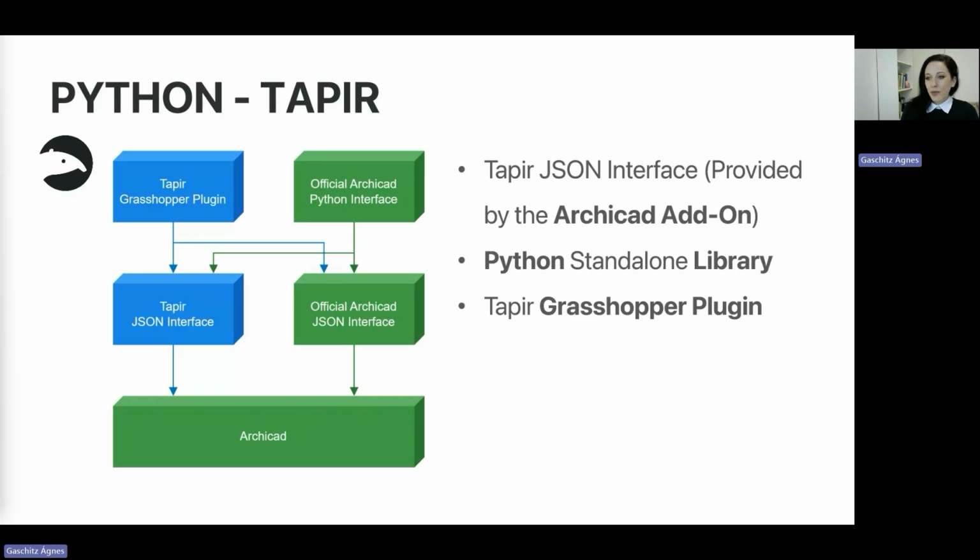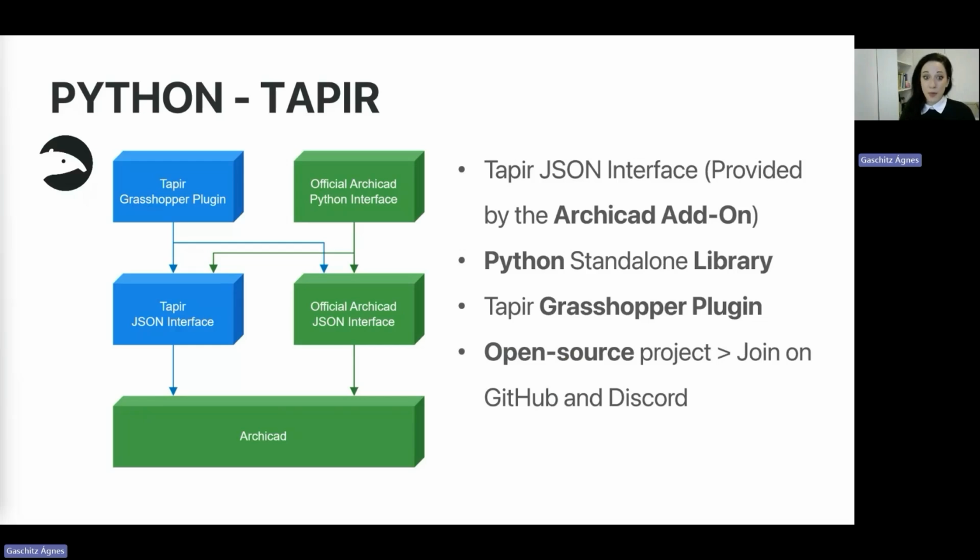And that means if you don't want to write your Python script, you can use the Grasshopper nodes instead of that. And you can create your own workflow in Grasshopper using the new Tapir commands. And the cherry on top of everything is that this is an open source project. So you can join it on GitHub and also in Discord, and you can give some new ideas or your wishes to register a new command that you need.